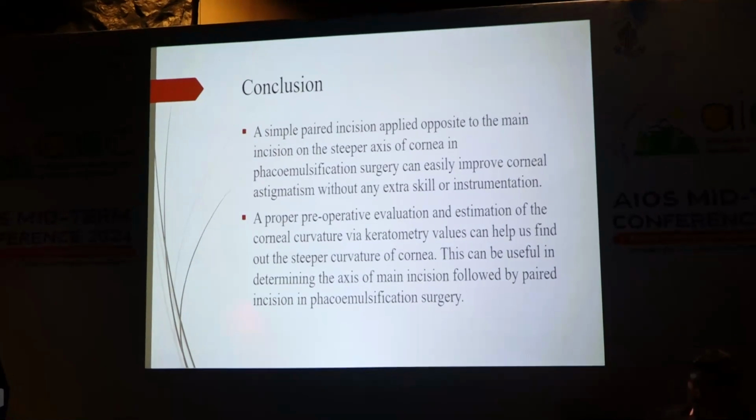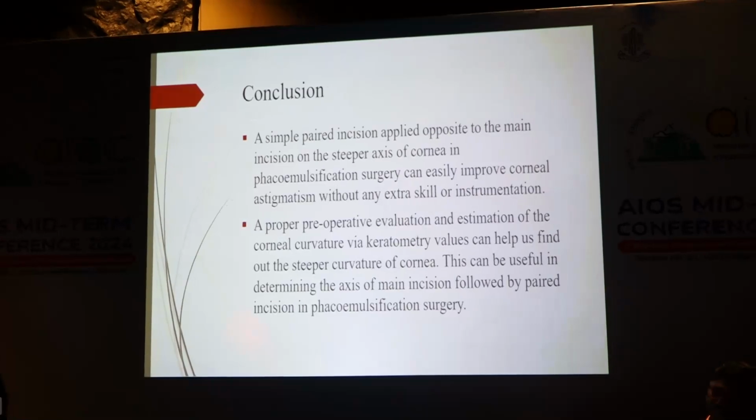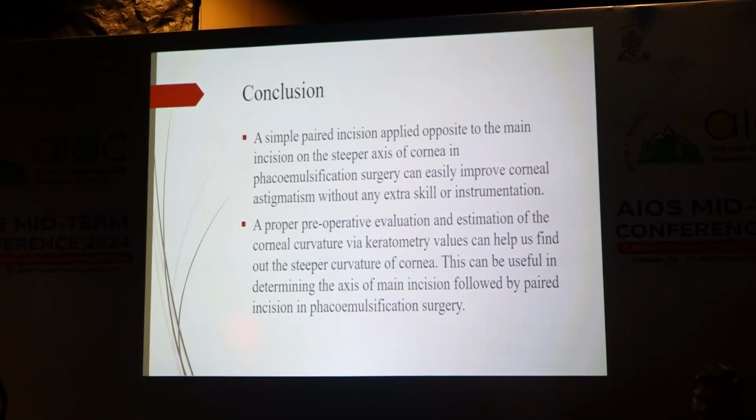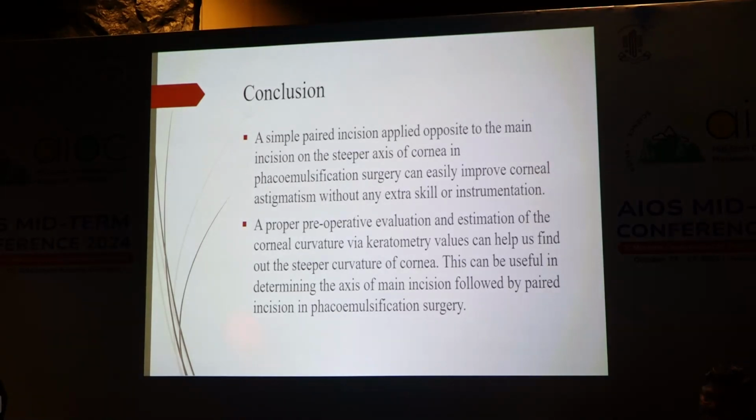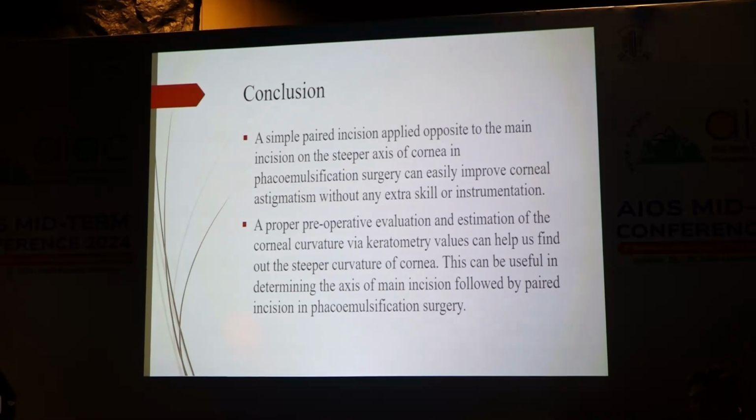Conclusion: a simple paired incision applied opposite to the main incision on the steeper axis of the cornea in phacoemulsification surgery easily improves corneal astigmatism without any extra skill or instrumentation. A proper preoperative evaluation to estimate which one is the steeper axis in the cornea is important to determine where the incision, primary as well as paired incision, should be made.